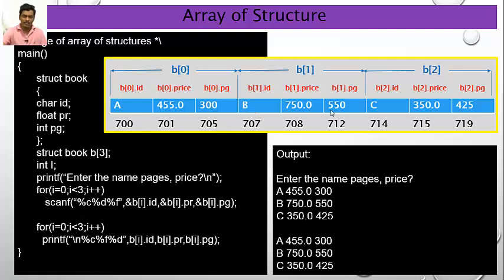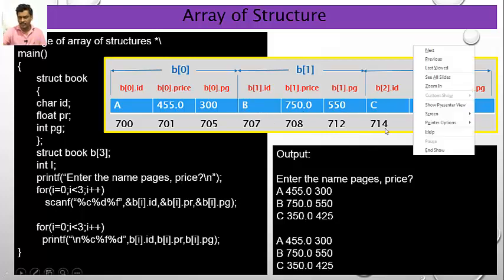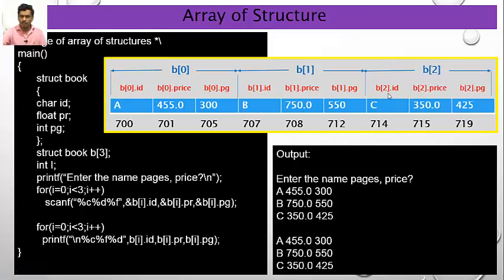Then B of 1 also has 7 bytes because it consists of 3 elements: character, float and integer. B of 2 also consists of 3 members. The size is 7 bytes. So based on that, the address 700 is the character location. It occupies 1 byte. Then 701 occupies 4 bytes because it is a float. 701 plus 4, 705. Then B of 0.pg is an integer. It occupies 2 bytes, 705 and 706. So it starts at 707. So the addresses will be in continuous form.